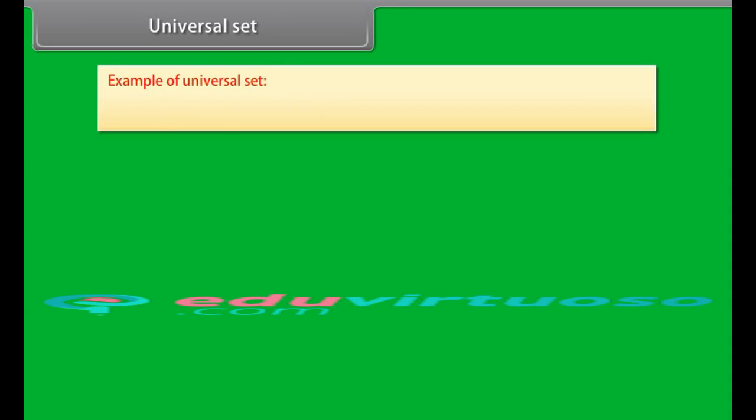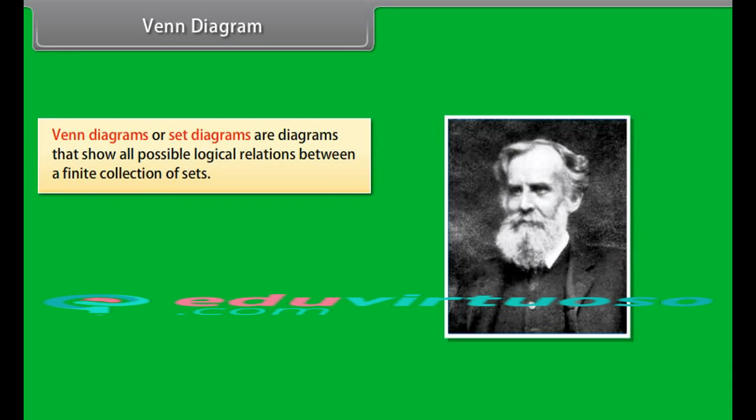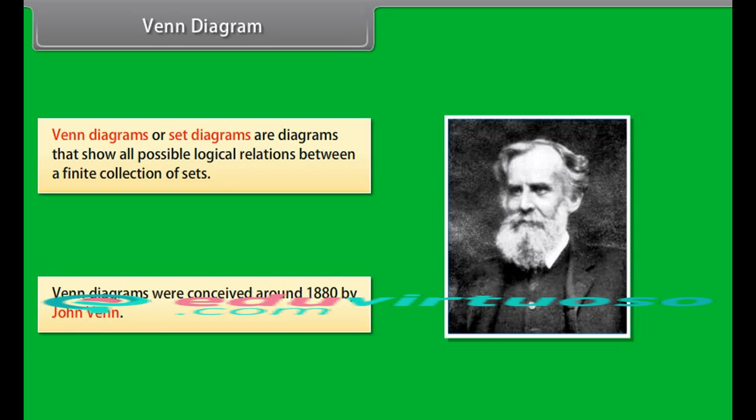Example of universal set. For the set of all integers, the universal set can be the set of rational numbers. Venn diagram. Venn diagrams or set diagrams are diagrams that show all possible logical relations between a finite collection of sets. Venn diagrams were conceived around 1880 by John Venn.